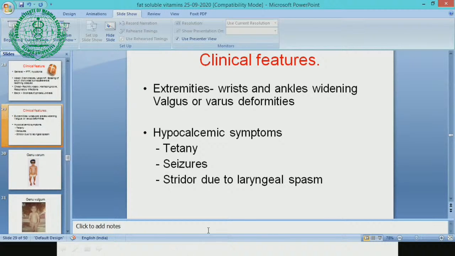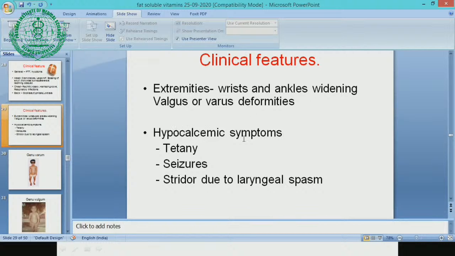Now we come to the extremities. What happens to the extremities? Wrist and ankles will be widened. There may be valgus or varus deformity. If the knee joints touch each other, it is called valgus deformity. If the knee joints bend outwards, it is called varus deformity. I will show you the photographs also.